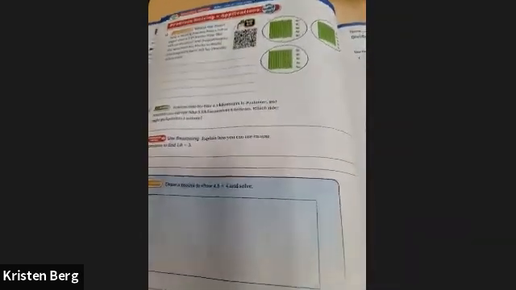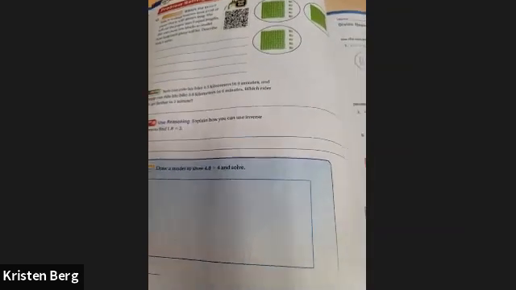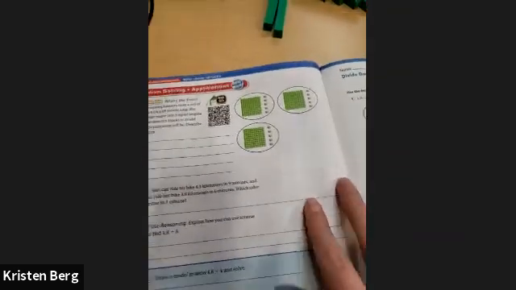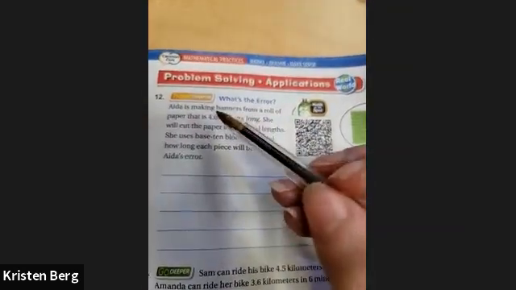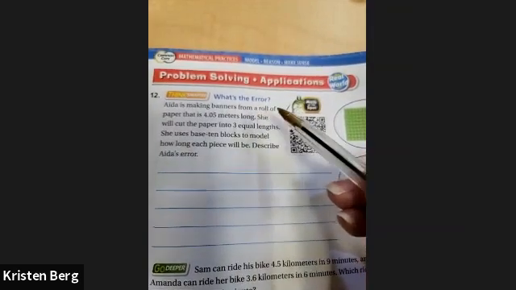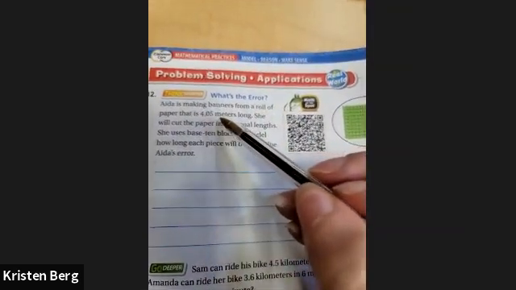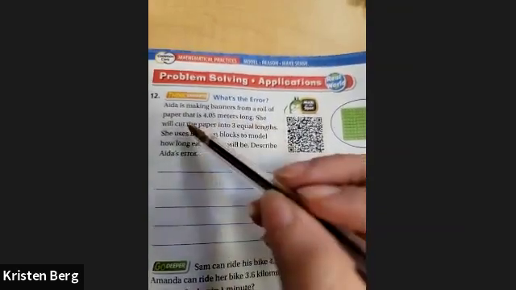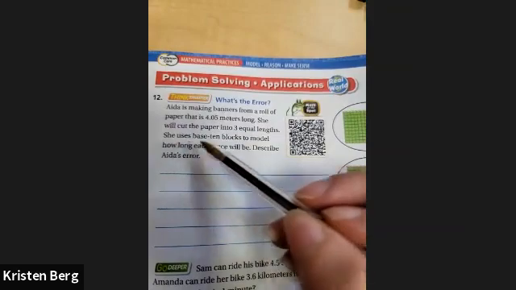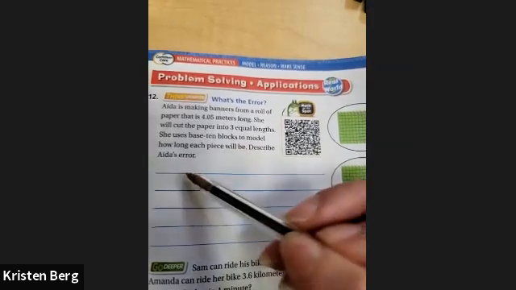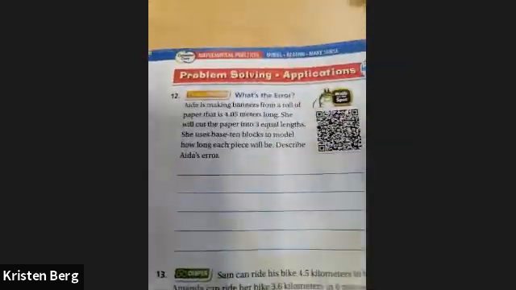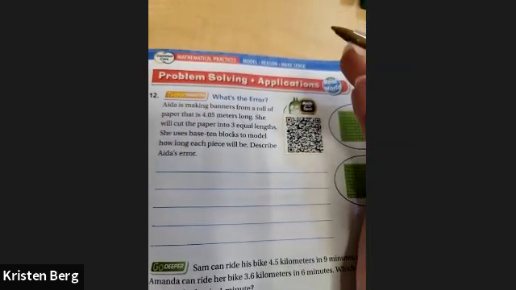All right, so the next one that we are going to be talking about, we will do this one up here. So it says Ada is making banners from a roll of paper that is 4 5/100 meters long. She will cut the paper into 3 equal lengths. She uses the base 10 block to model how long each piece will be. Describe Ada's error.